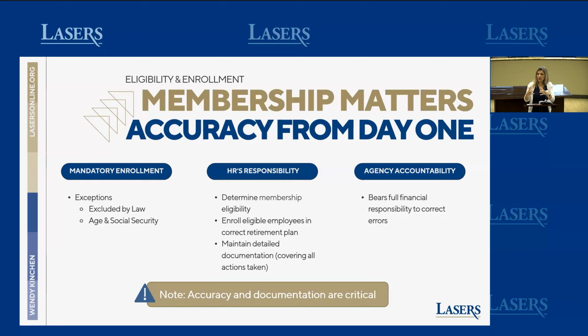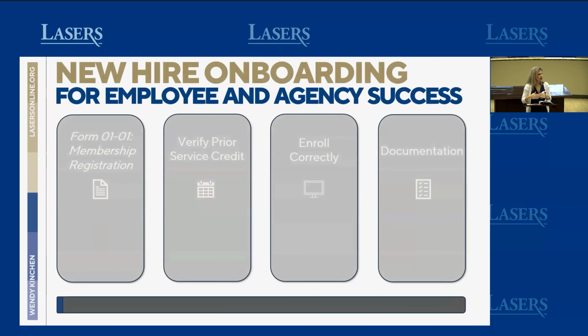So the very beginning, the new hire is where we set that foundation, right? And so you have the responsibility of determining the membership eligibility, the plan, and keeping detailed documentation of why you did what you did, why you enrolled them, and why you enrolled them in that plan, or why you didn't enroll them. You do have some accountability in the fact that if there is an enrollment error and it has to be corrected later, if it is an administrative error or there are contributions or money that becomes involved, then your agency is responsible for that financial liability. So you want to take care of that up front.